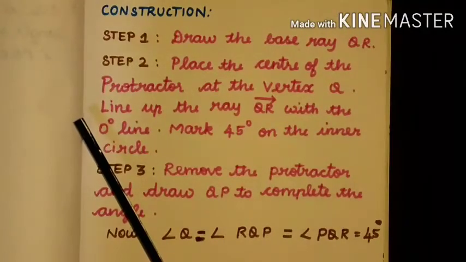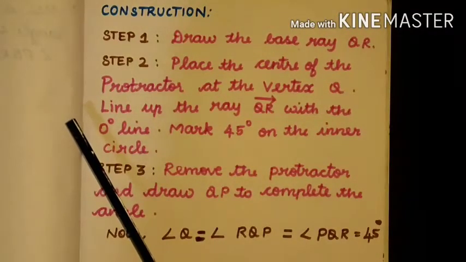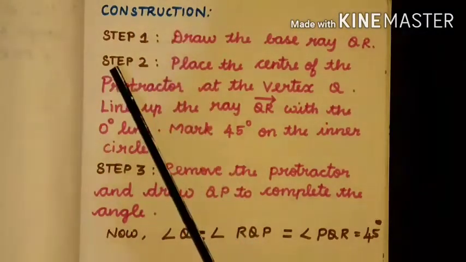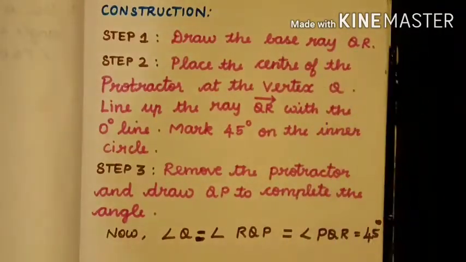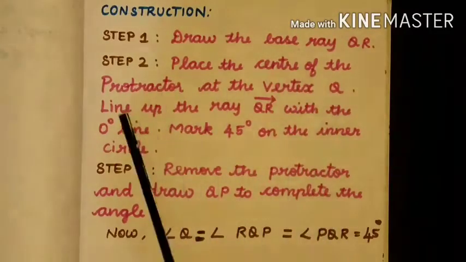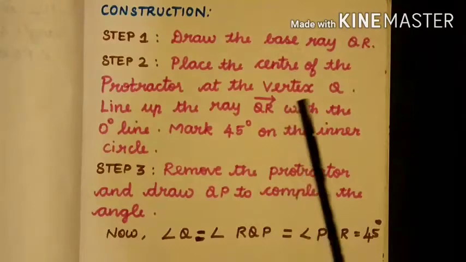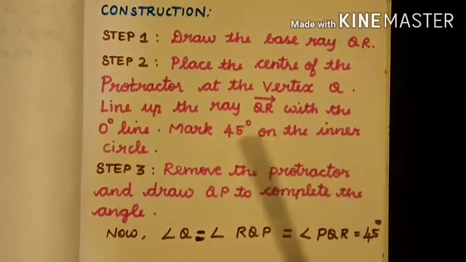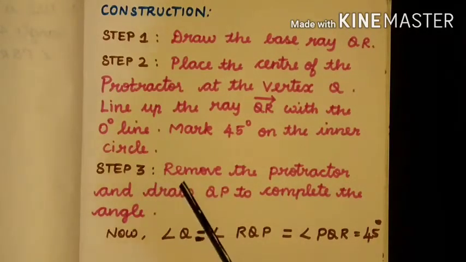After that you have to write the construction on the left-hand side of your geometry note using a pencil only. Construction. Step 1. Draw the base ray QR. Step 2. Place the center of the protractor at the vertex Q. Line up the ray QR with the 0 degree line. Mark 45 degrees on the inner circle. Step 3. Remove the protractor and draw QP to complete the angle. Now angle Q is equal to angle RQP is equal to angle PQR is equal to 45 degrees.